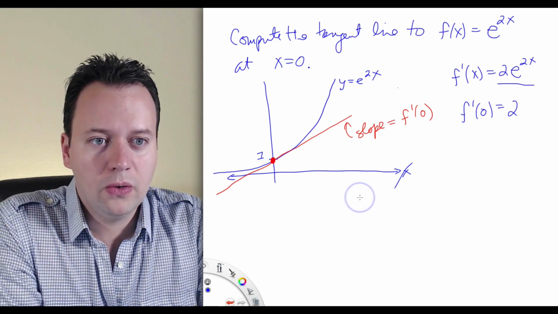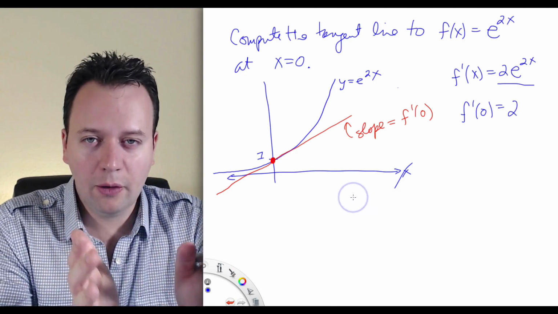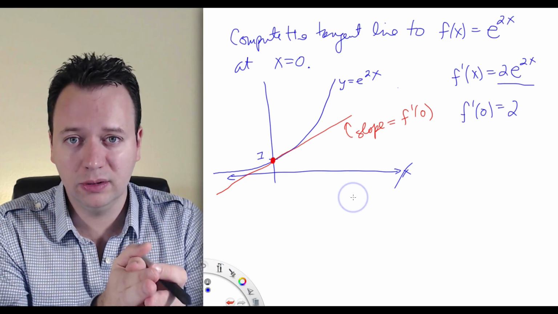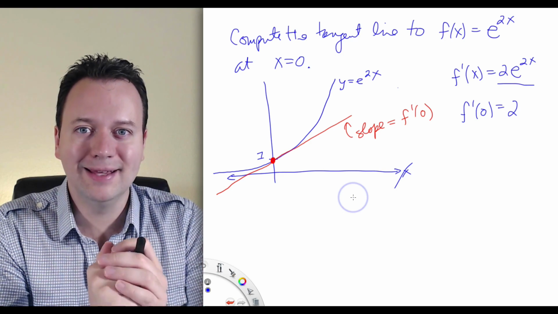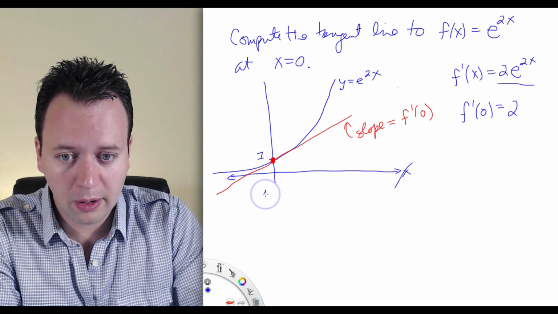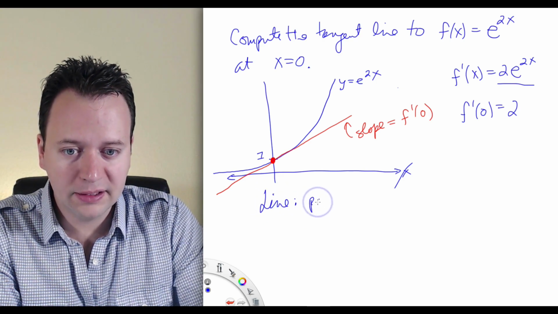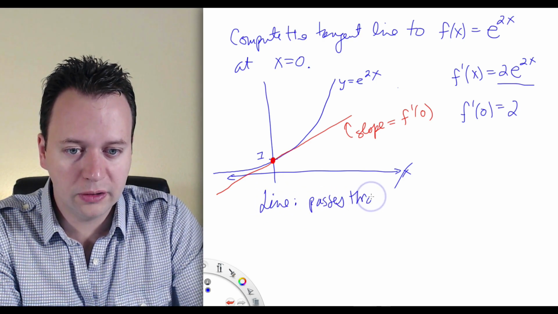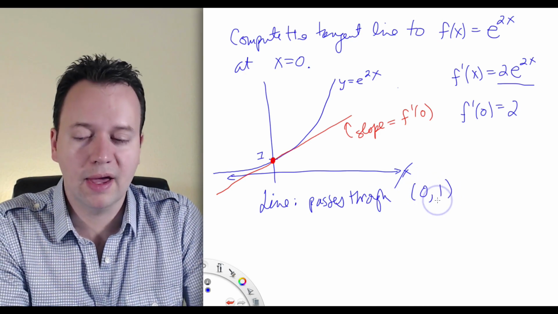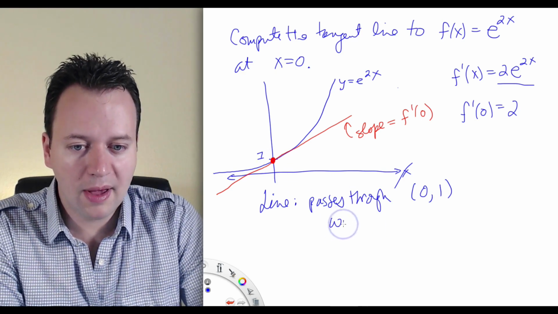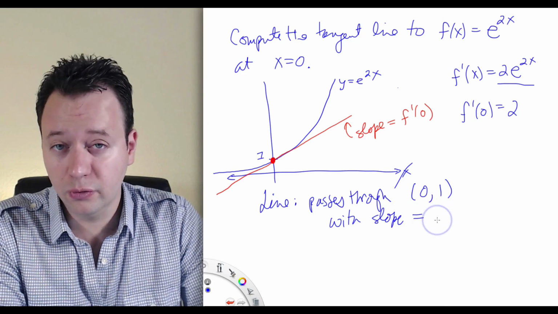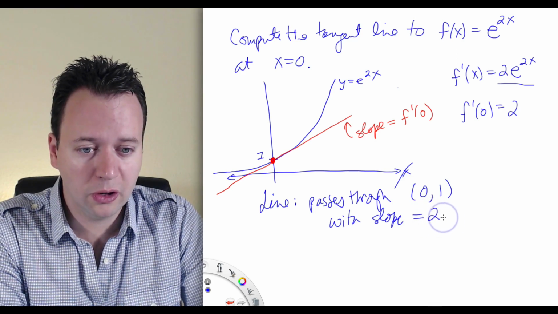Okay, so now we know the instantaneous rate of change, in other words, we know the value of the derivative at x is equal to 0. How do we get from that to the tangent line? Well, it's basically a line. So what are our requirements? It's a line. It passes through the point on the graph. So this is the point 0, 1. Right? It passes through the point 0, 1, it's right there. And it passes through with slope equal to the value of the derivative at x is equal to 0. So with slope equal to 2.